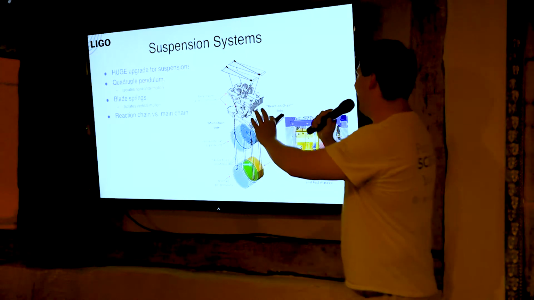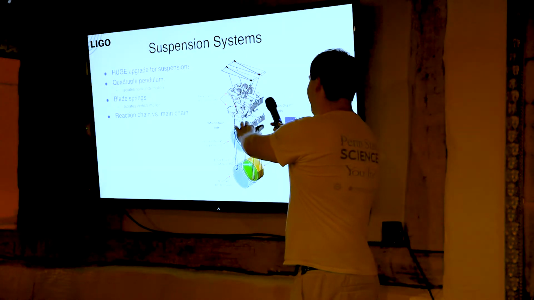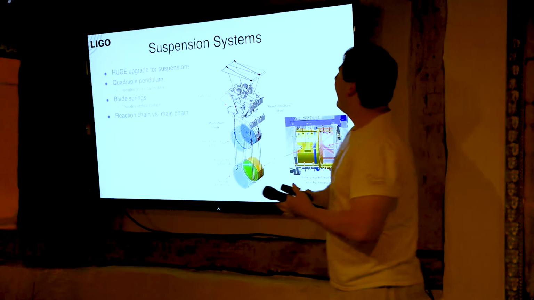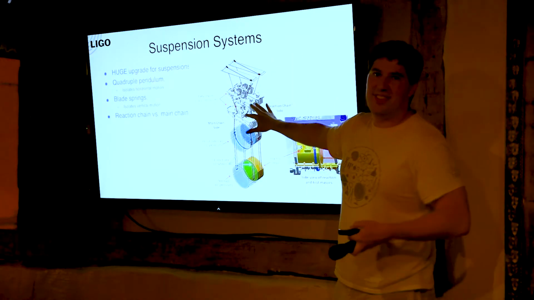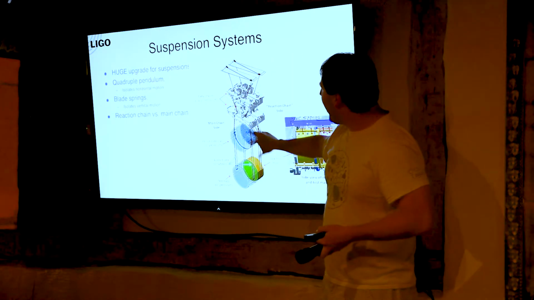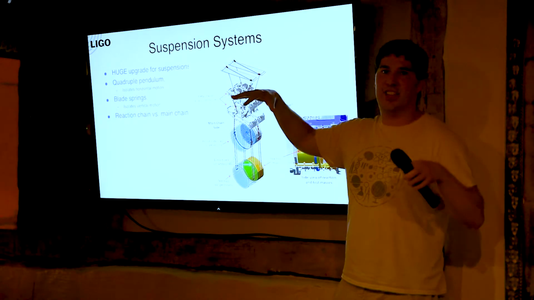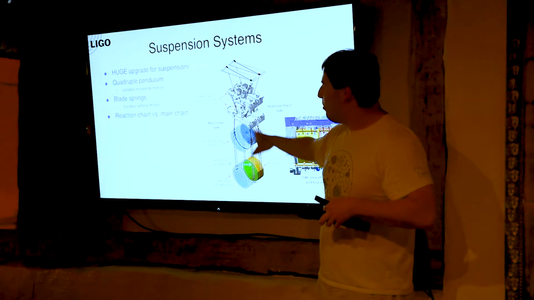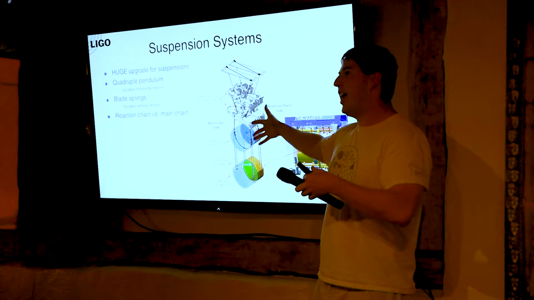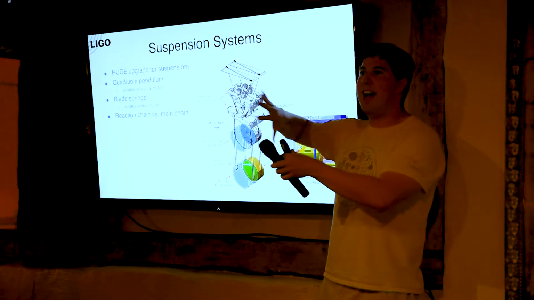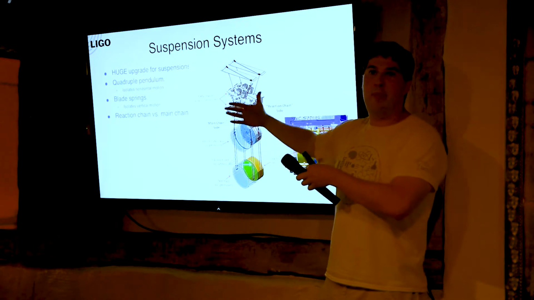So this is the upgraded LIGO suspension system. So what you have is there's actually 2 suspended systems. You got a reaction chain and a main chain, where the reaction chain just has masses to try to balance out the movement of the other main chain.